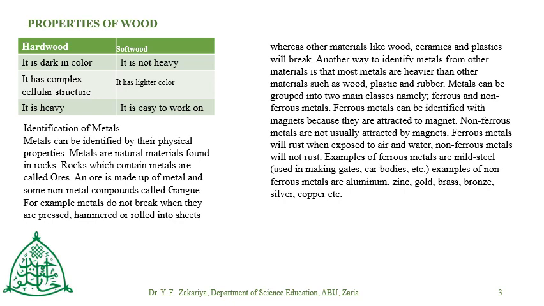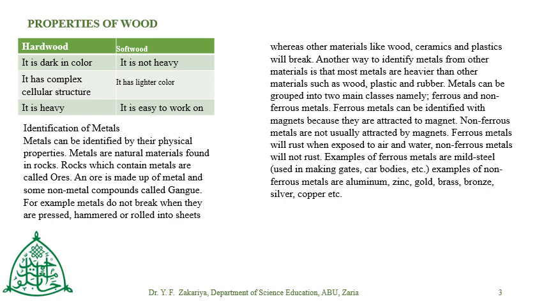Now, identification of metals. Metals can be identified by their physical properties. Metals are natural materials found in rocks. Rocks which contain metals are called ores. An ore is made up of metal and some non-metal compound called gangue. For example, metals do not break when they are pressed, hammered, or rolled into sheets, whereas other materials like wood, ceramics, and plastics will break.